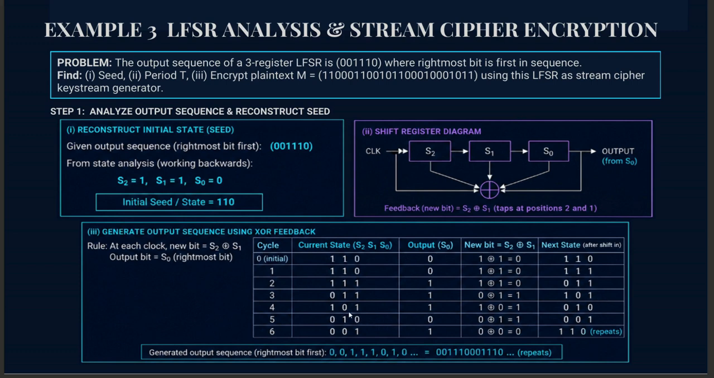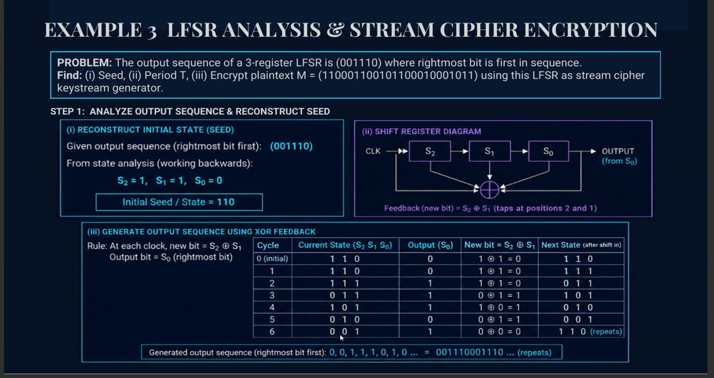The current state of cycle 4 is 101. Output 1. Feedback 1 XOR 0 equals 1. Shift and insert 1. The state becomes 010, which is the current state of cycle 5. The state is 010, output is 0. Feedback 1 XOR 1, 0 XOR 1 equals 1. Shift and insert 1 and the state becomes 001.